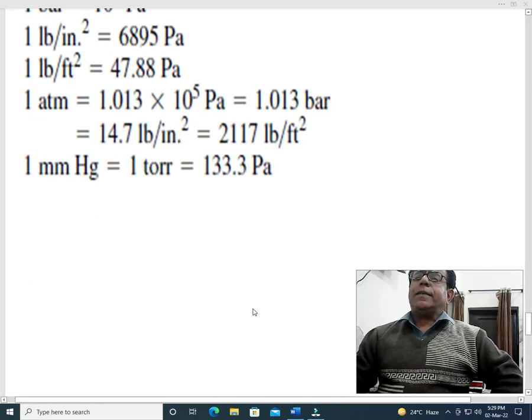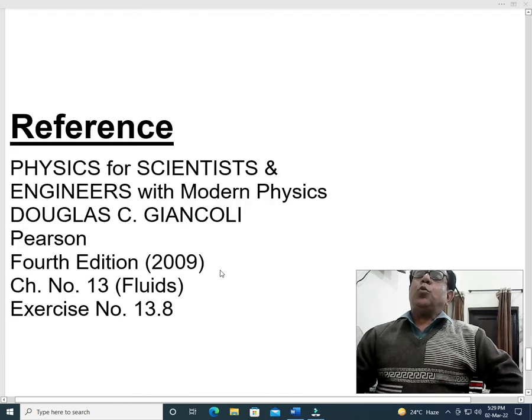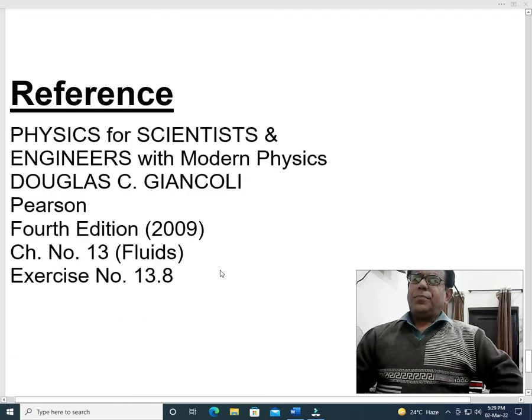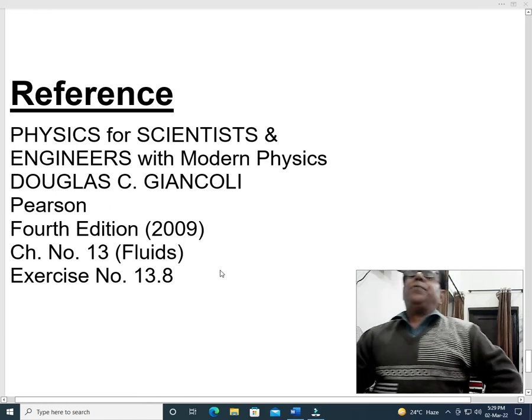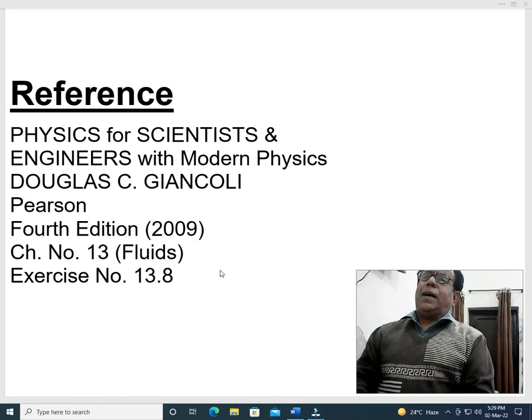equal to 133.3 Pascal. Okay, these three tables were just shown for assistance, for guidance. Okay, our problem had already been solved 100%.